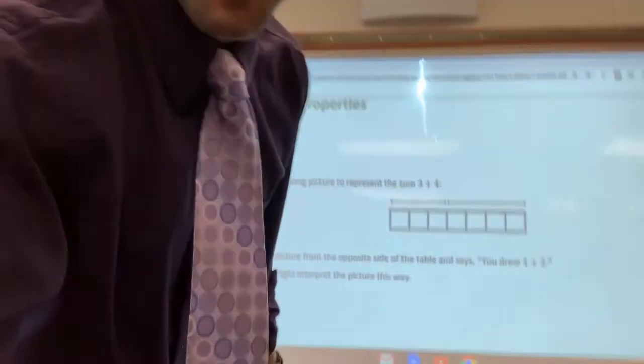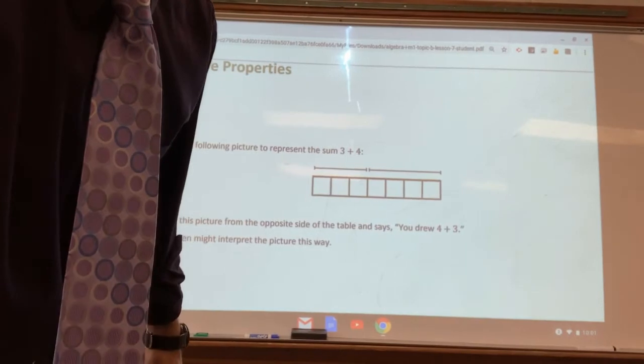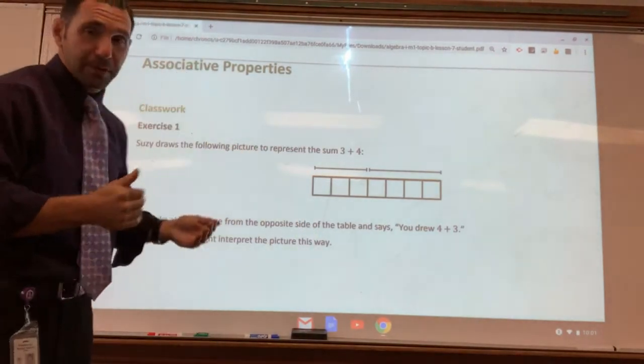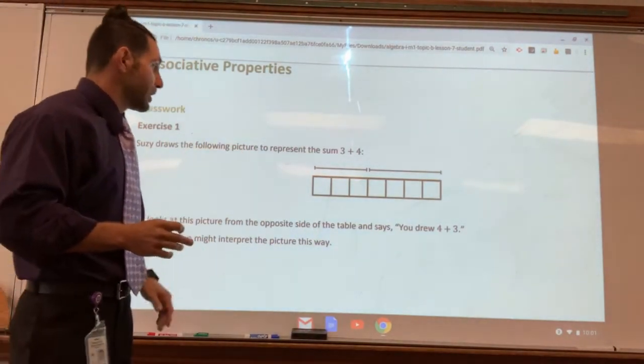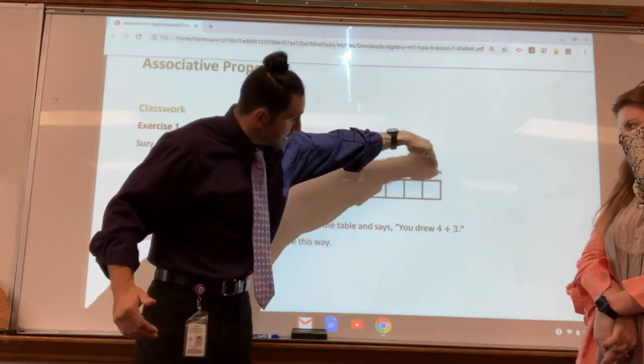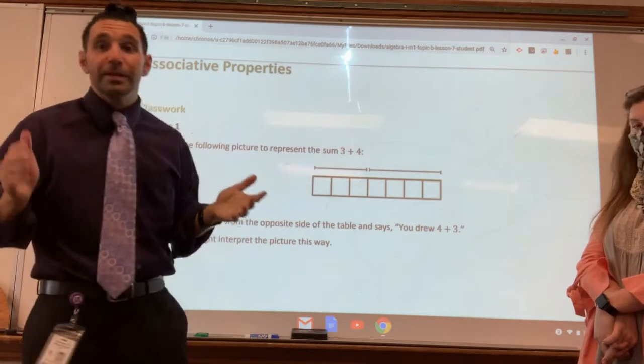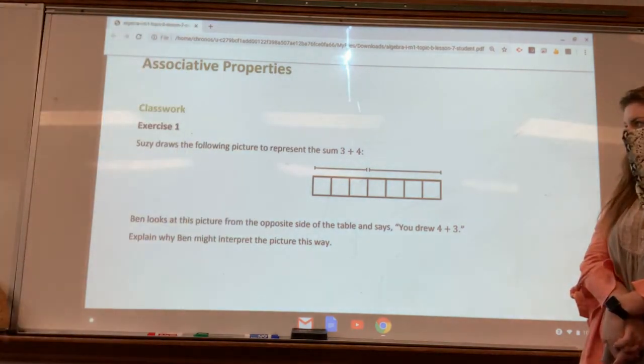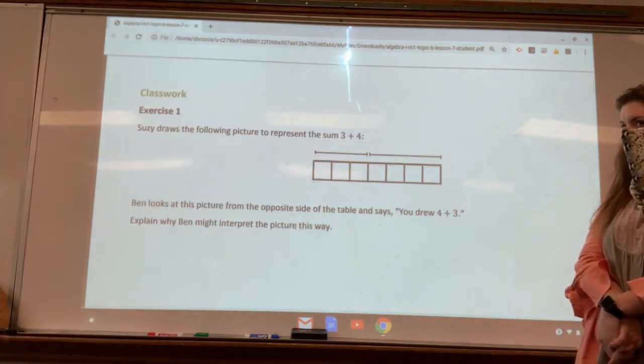Okay. So when we're looking at it from opposite sides, it's going to look differently for us. So there's two different ways to look at this. 3 plus 4, or if you're on the opposite side of the table, reading left to right, 4 plus 3. That's going to be important as part of the commutative property. You're good. That's all I needed.